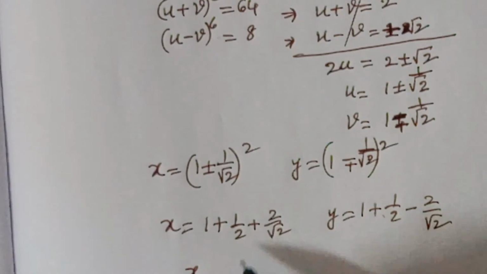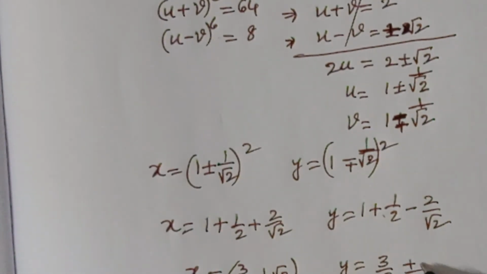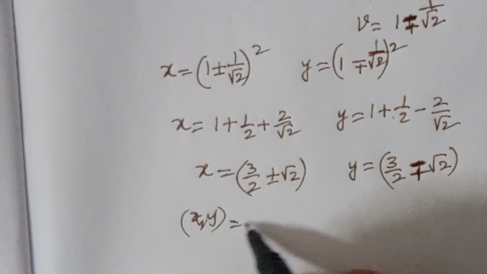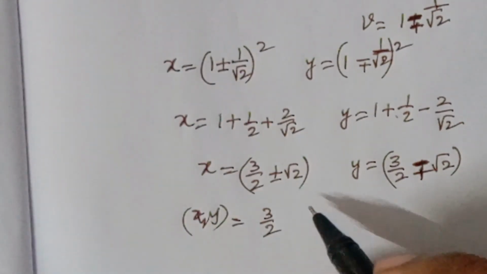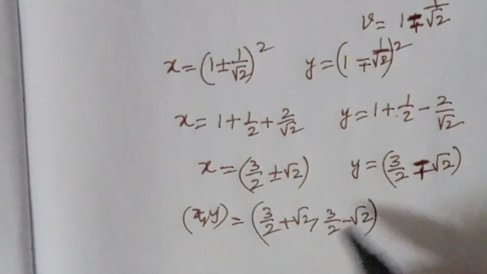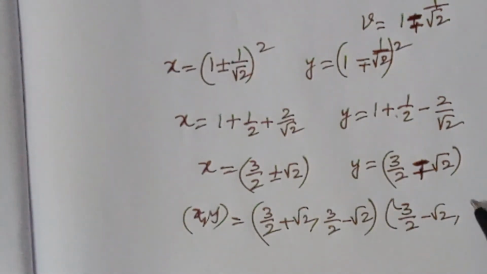So 1 + 1/2 is 3/2. X is 3/2 ± √2, and y is 3/2 ∓ √2. So here you are getting the x and y values: (3/2 + √2, 3/2 − √2) is one pair. The second pair is (3/2 − √2, 3/2 + √2).